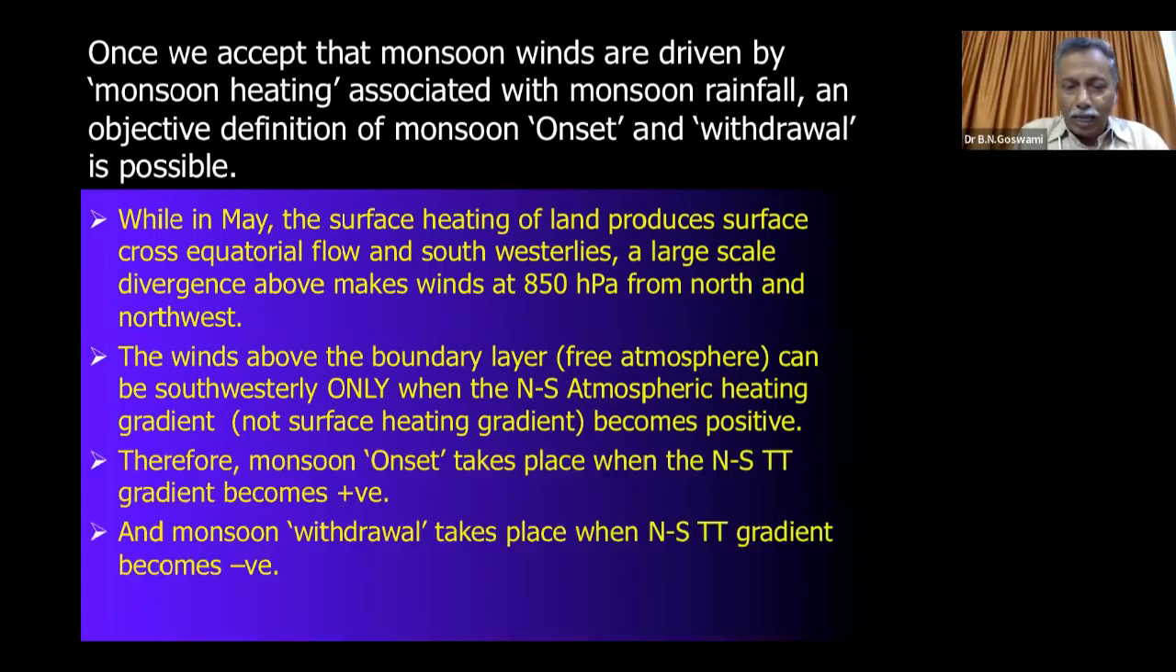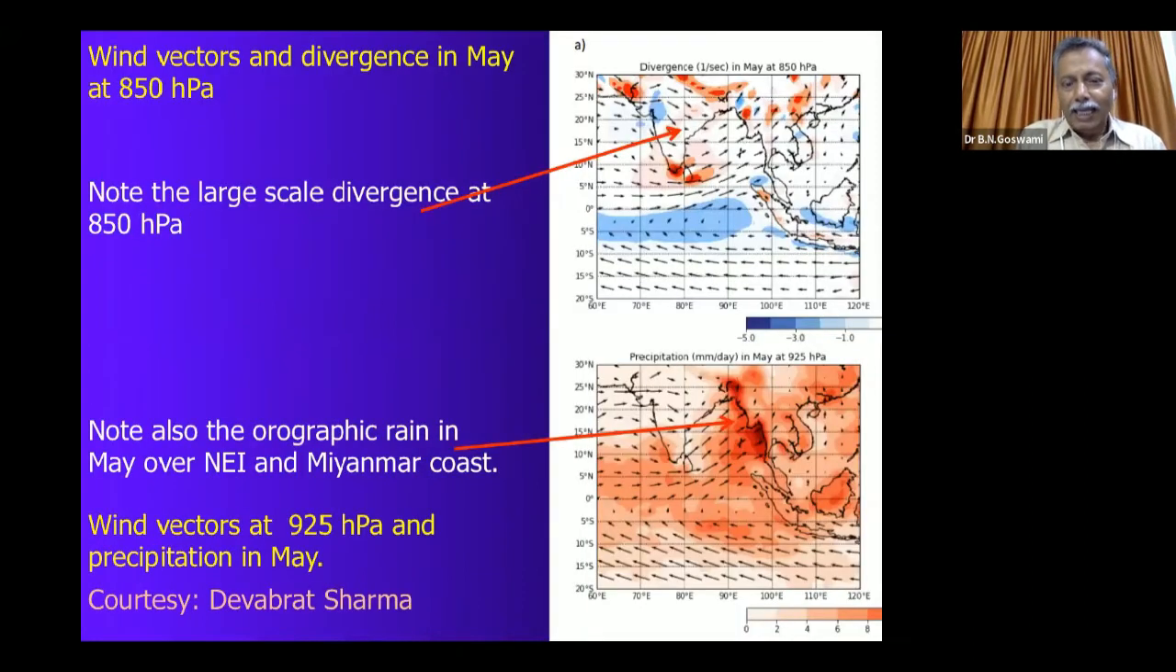And that is why we can say that onset will take place when the north-south gradient of the tropospheric temperature becomes positive. And then when again it becomes negative, the heat source will move to the south, and therefore the winds have to change direction, and therefore we can consider monsoon withdrawal. So, this is what happens.